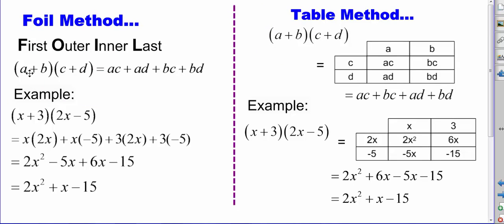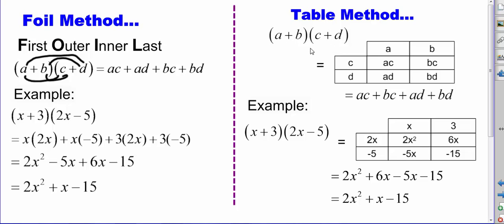In the FOIL method, we do the first, the outer, the inner, and the last. So I'm going to show you what we're talking about here. The first means that you're going to multiply the first terms. Then on the outer section, you're going to take the A and multiply that times the D. Then we're going to do the inner, so B times C, and then we're going to end up doing B times D. That is the big idea of the FOIL method, and they give us an example of how that takes place right down here.